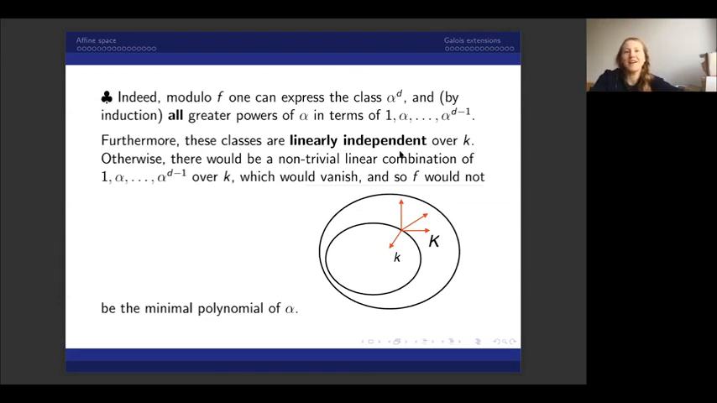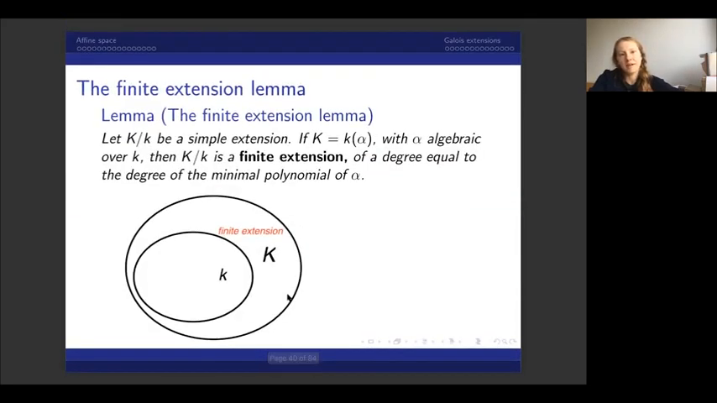So these classes are linearly independent over small k. Otherwise, there would be a non-trivial linear combination of these over k which would vanish, and so f would not be the minimal polynomial of alpha. It's a very pretty argument. The best way I could find to draw this algebraic extension is this vector space of dimension d, so a finite-dimensional vector space, over small k. So this lemma is very pretty.